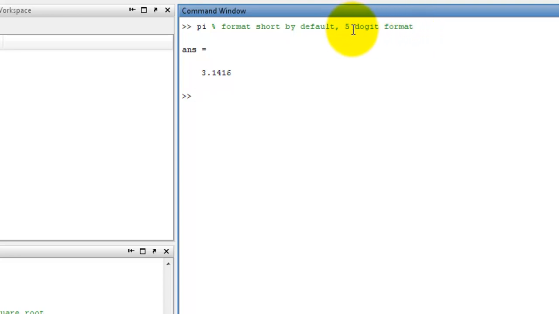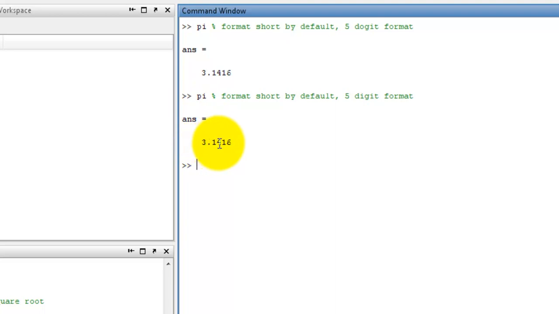If there is any mistake, we just click on the up arrow and then correct the spelling, digit, enter. Value of Pi is 3.1416. This is 5 digit.